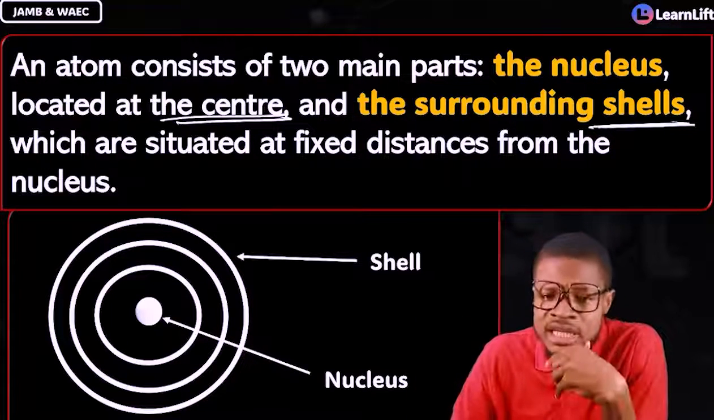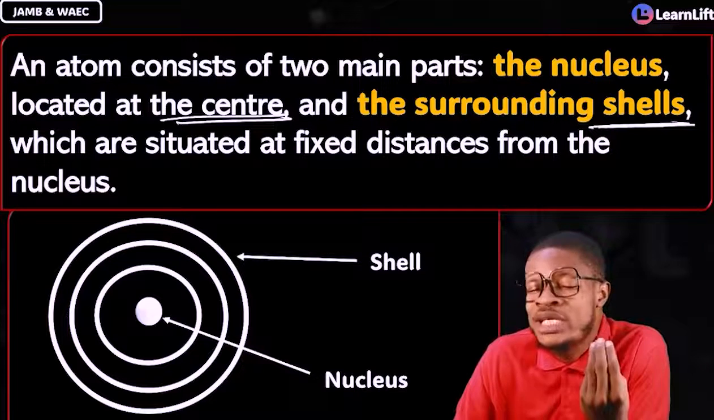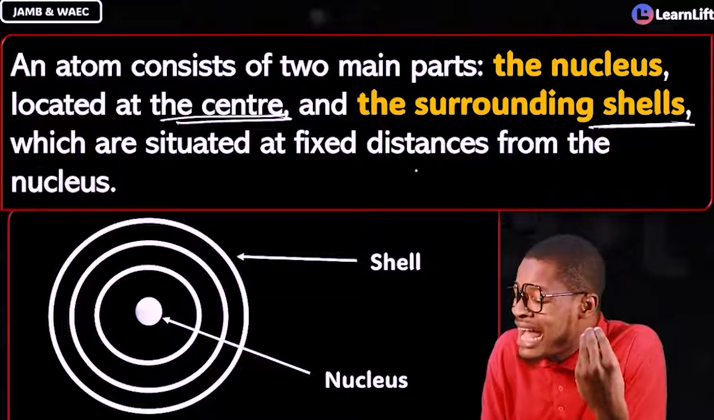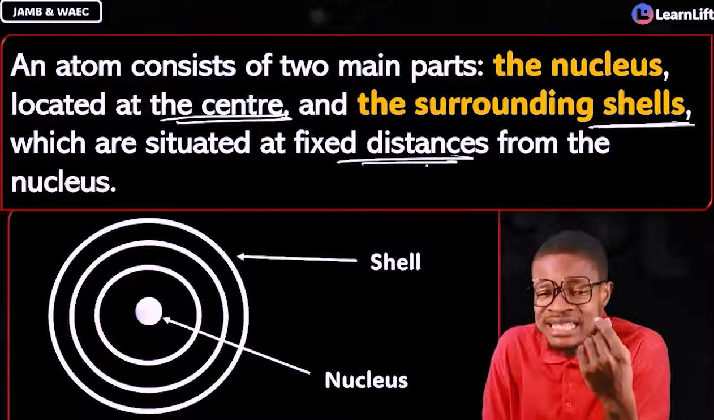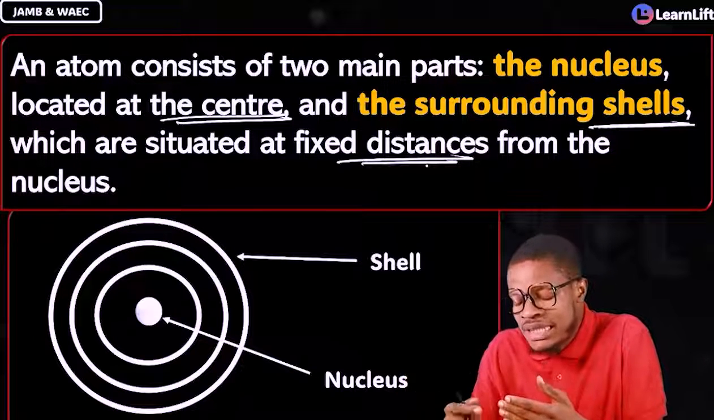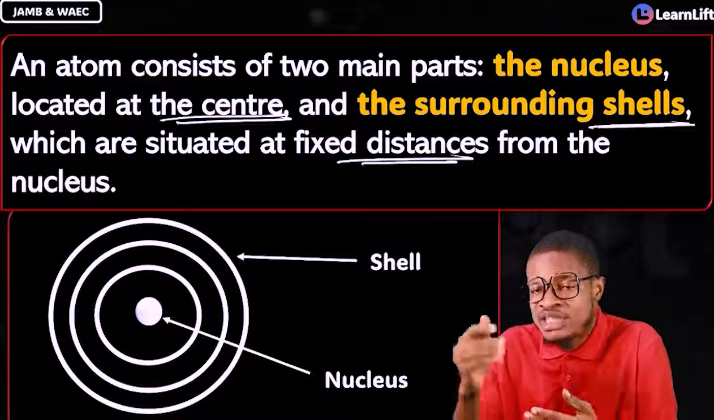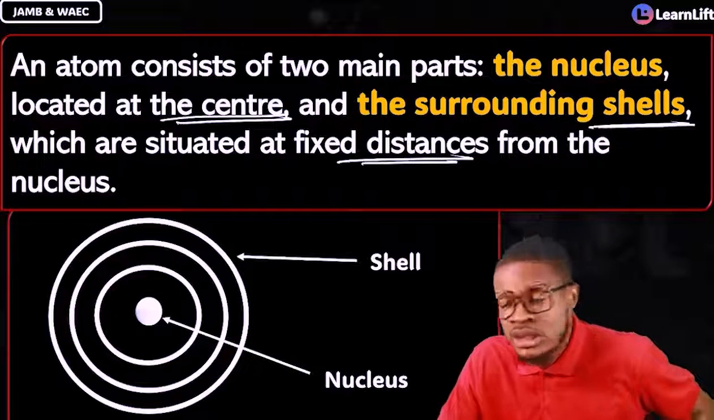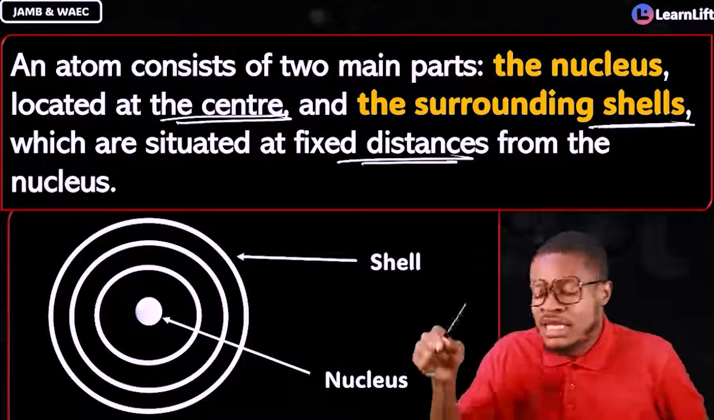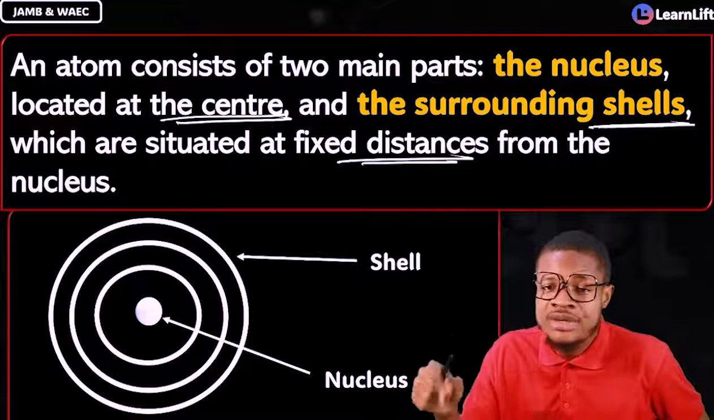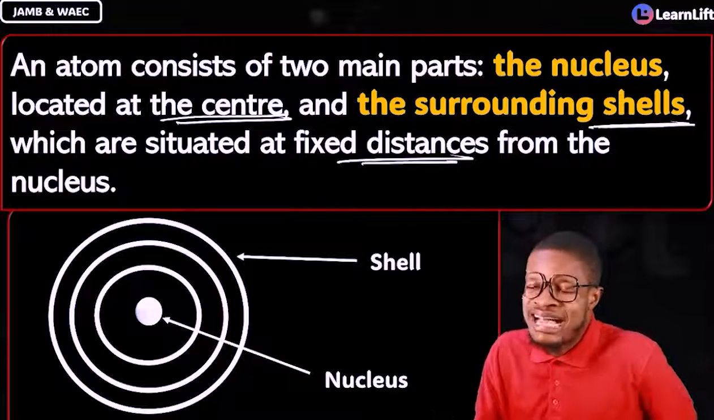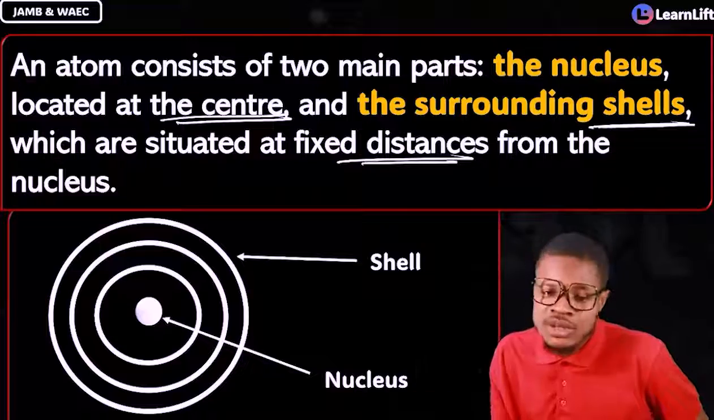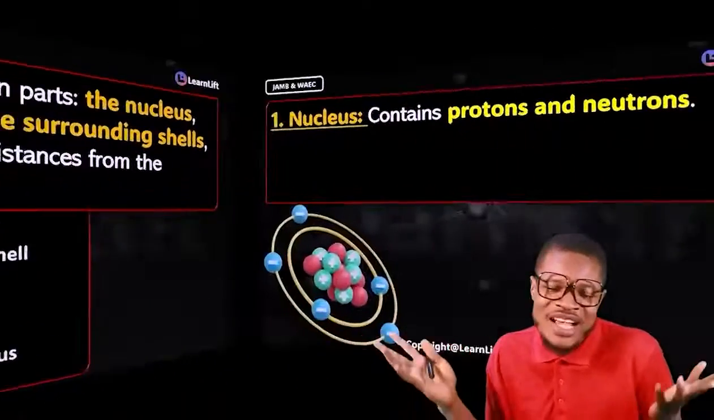And these surrounding shells are situated in such a way that they are at a fixed distance from the nucleus. In other words, the distance between the nucleus and the shells is what? Fixed. So give me the 2 things that you see inside your atom, the nucleus and the shell. The nucleus is at the center, while the shells surround the what? The nucleus. If you get that very fast, no stress.